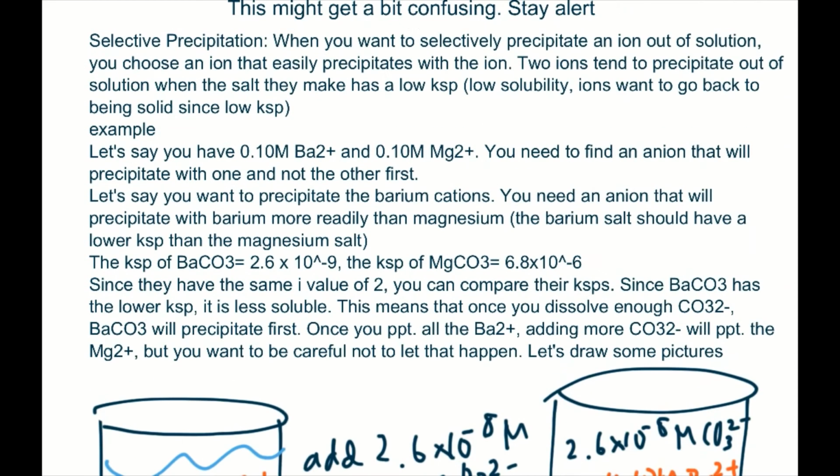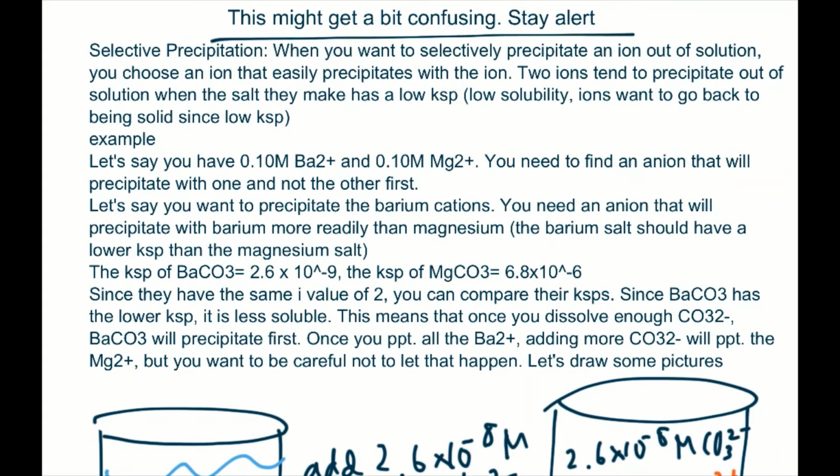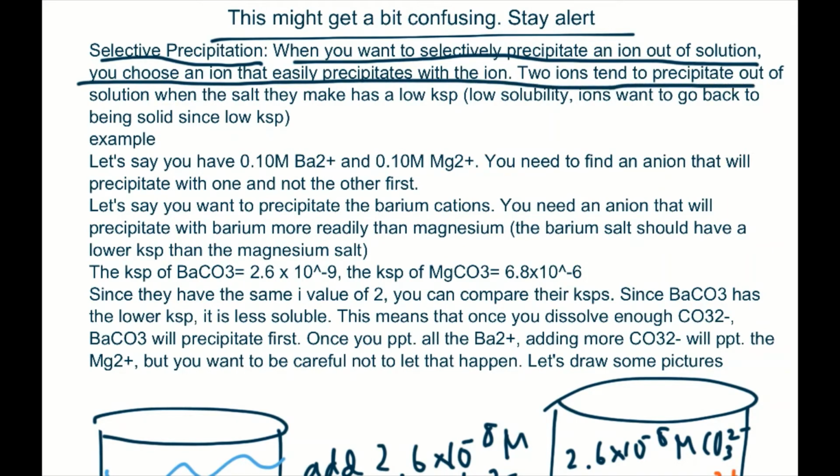Now let's talk about one more thing. This might get confusing, so stay really alert. Selective precipitation is when you want to selectively precipitate an ion out of solution. You choose an ion that easily precipitates with the ion, and 2 ions tend to precipitate out of solution when the salt they make has a low Ksp. So remember, low Ksp means low solubility, and low solubility means potentially ions might want to go back to being solid since there might be too many ions.